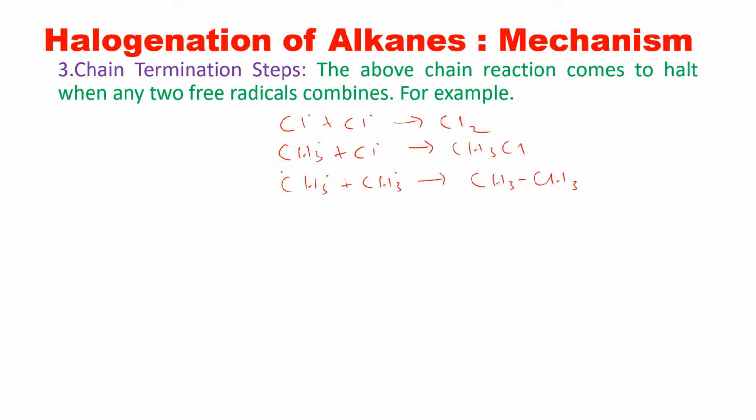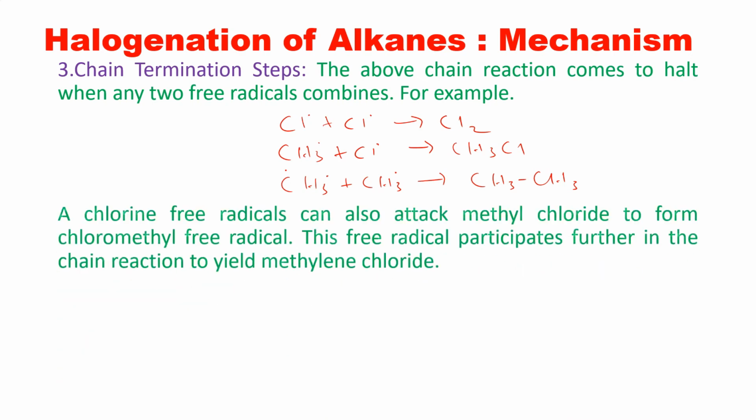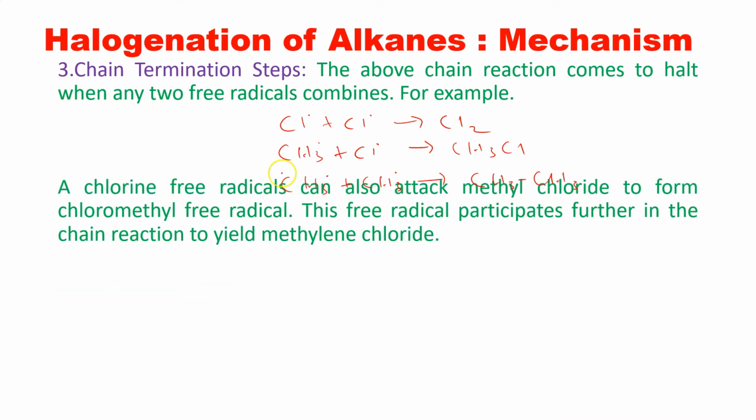Why will it continue further? Because the concentration of either chlorine or methyl is higher, so it will continue to give more molecules. That chlorine free radical can also attack a methyl chloride to form a chloromethyl free radical, and this free radical participates further in the chain reaction to yield methylene chloride. So we will see this chlorine molecule and methyl chloride. This methyl chloride was formed in the second step.